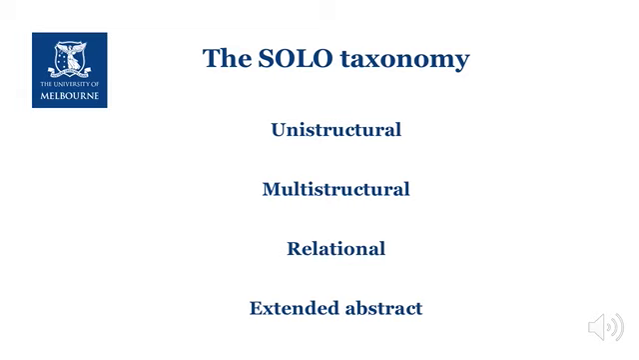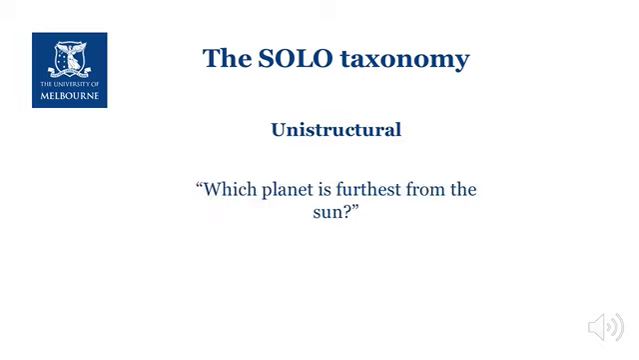Questions can be formulated at each level of the SOLO taxonomy to ask progressively deeper or higher order questions. For example, consider the following 4 questions about the solar system. Which planet is furthest from the Sun? Here, students are asked to deal with one piece of knowledge independent of other pieces of knowledge, in line with the unistructural stage of the taxonomy.